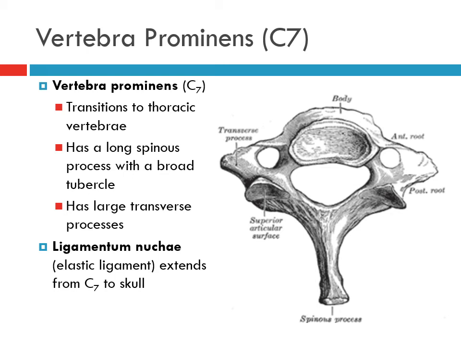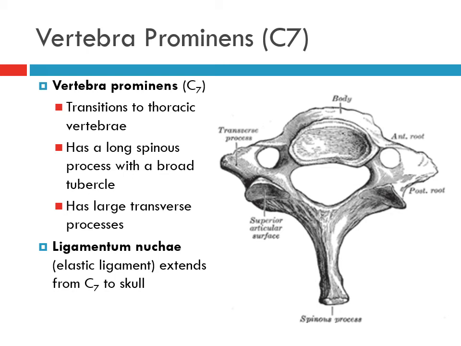Wherever we find two parts of the spine coming together, like the cervical vertebrae coming to the thoracic vertebrae, we have transitional areas. So the cervical vertebrae are starting to look more like thoracic vertebrae, and the lower thoracic vertebrae are starting to look more like lumbar vertebrae. So that's what this vertebra prominens is.